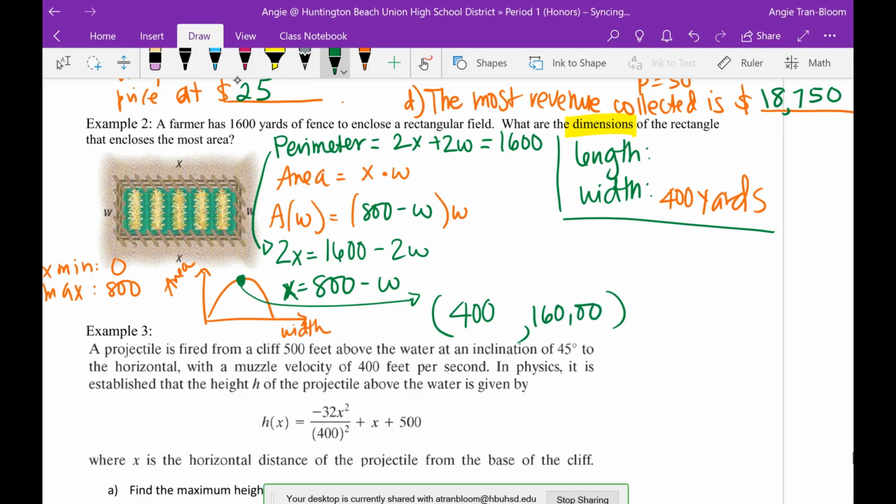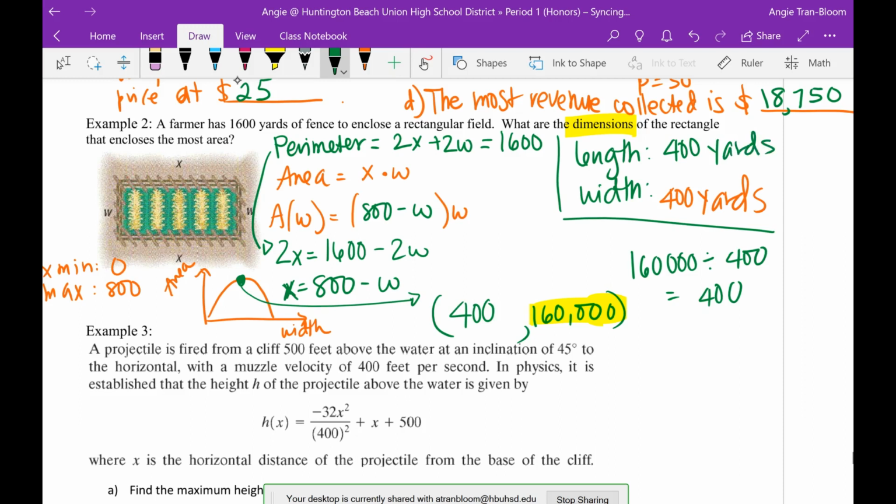160,000, like that? Someone tell me, what is this? Oh, my bad, thank you. Someone tell me what that is. What is this right here? You have the area, you have the width. How do you go about finding the length? That's right. Just take the area divided by your width. That will totally give you your length. So 160,000 divided by 400 yards equals 400 yards, which is also the length.